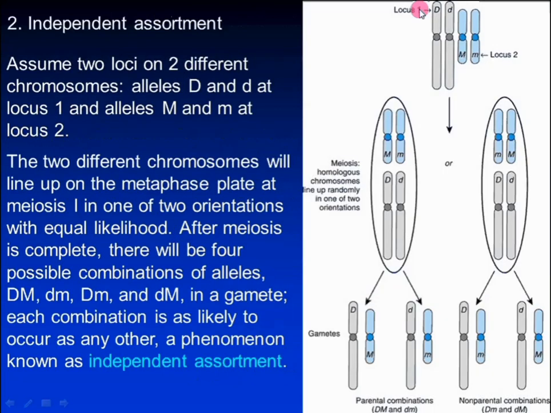Assume 2 loci on 2 different chromosomes. Each has 2 alleles. During meiosis, 2 different chromosomes will line up on the metaphase plate in one of the 2 orientations with equal likelihood. After meiosis, there will be 4 possible combinations of alleles in a gamete. Each combination is as likely to occur as any other. This phenomenon is known as independent assortment.